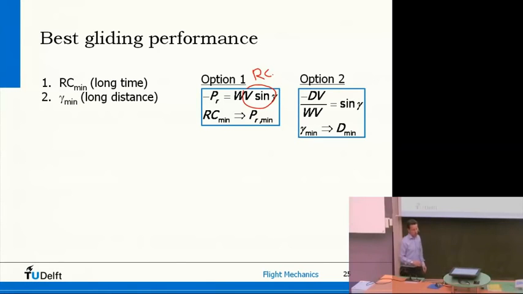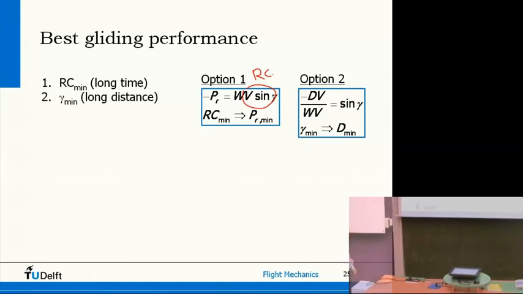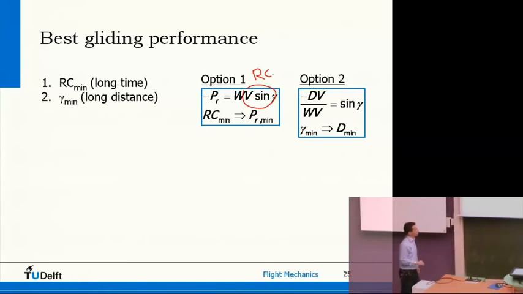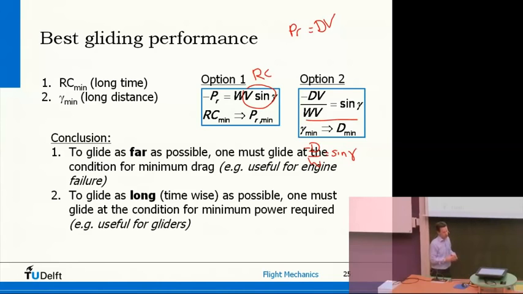The other option is basically if you write out the equation, then what you can say is, okay, PR is D times V. So if I divide the left hand side and the right hand side by airspeed, you get minus drag over weight is the sine of gamma. So in order to fly as gradually down as you like, you have to fly in the minimum drag condition. So that's straightforward. So summarizing: gliding as far as you can, minimum drag, and as long as you can, minimum power.